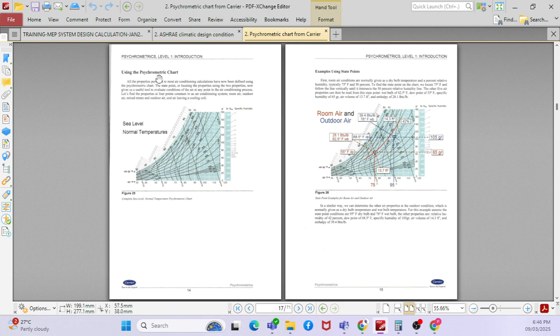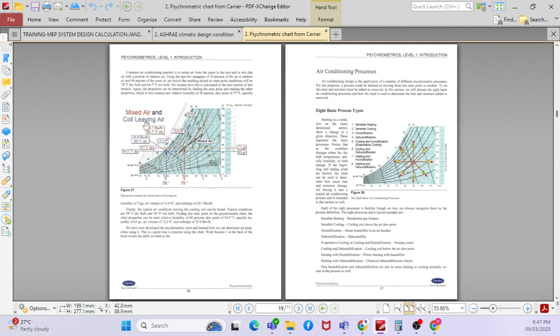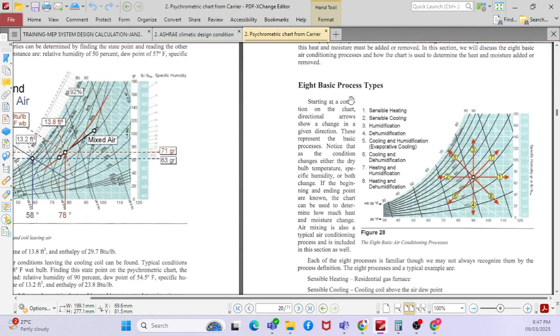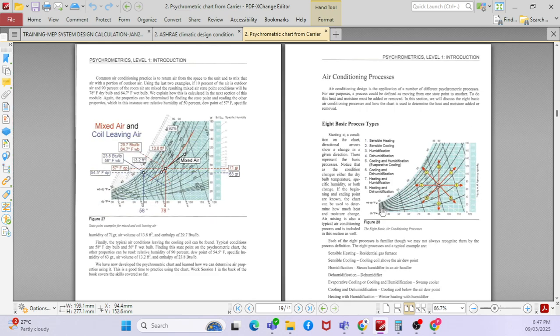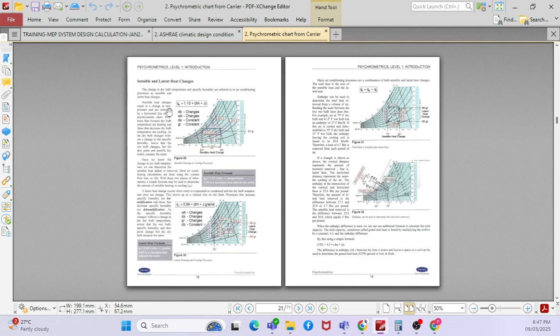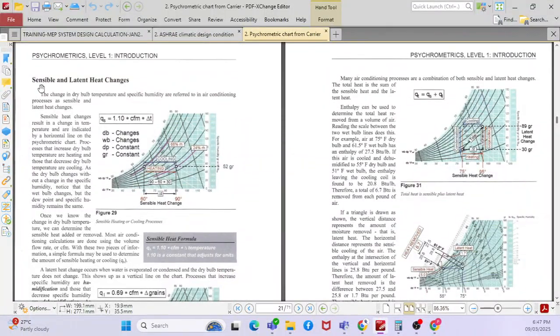And using the psychrometric chart, there are two types of chart: one is sea level, and another is high elevation. After that, there is mixing and coil leaving air. Eight basic process types: sensible heating, sensible cooling, humidification, dehumidification, cooling and dehumidification, heating and dehumidification, right? And just now we discussed the sensible and latent heat changes, right?